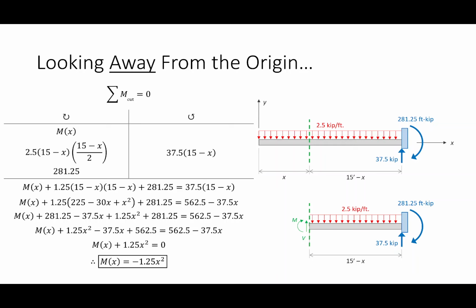So there's a reason why the problems we've been doing so far, we've been putting the origin on one side, we've been cutting a section looking towards the origin. This is why. This is what happens when you don't do that. Okay? Does that make sense?